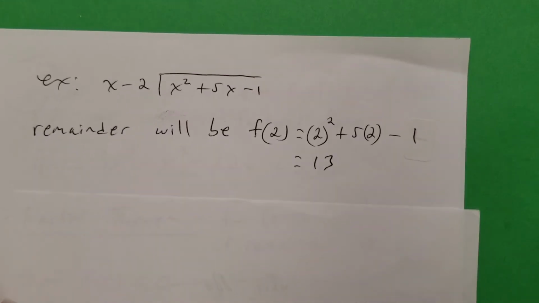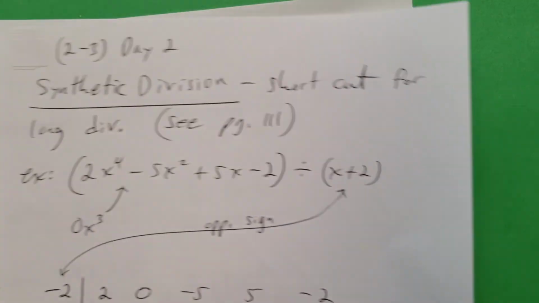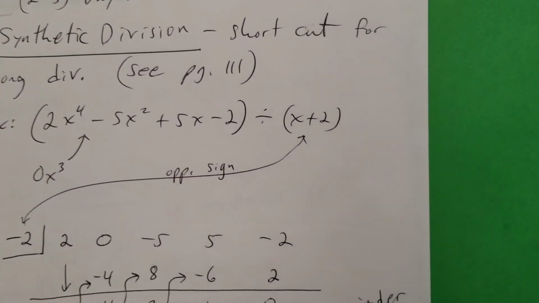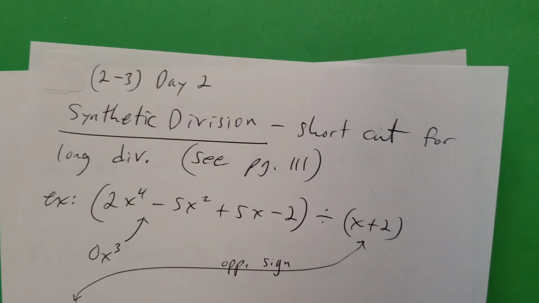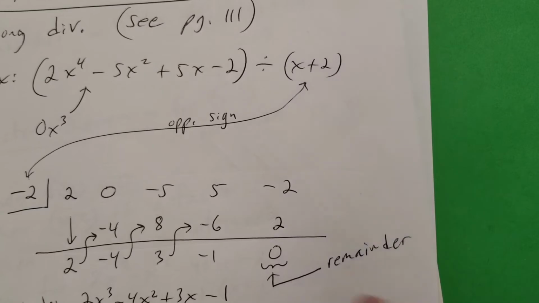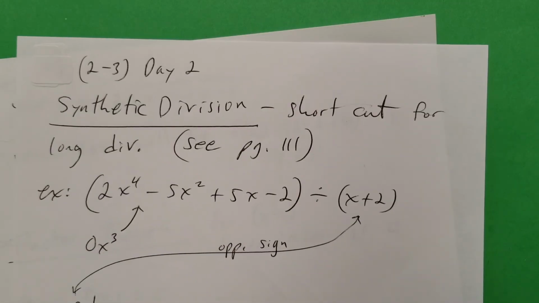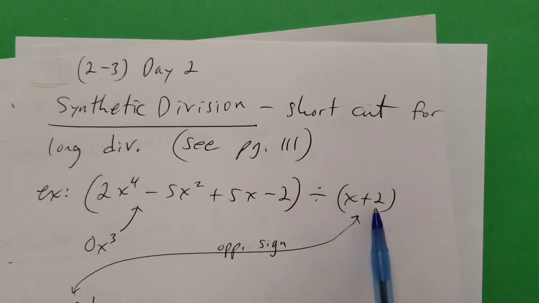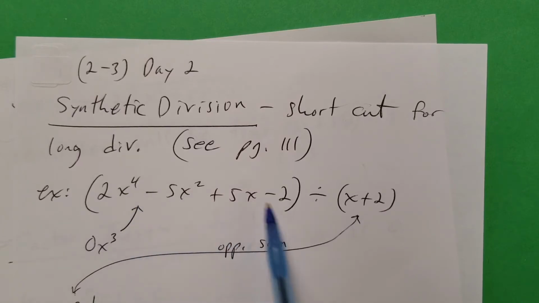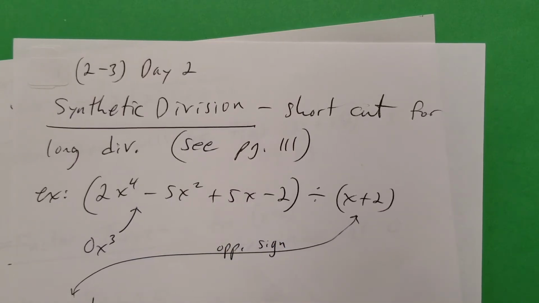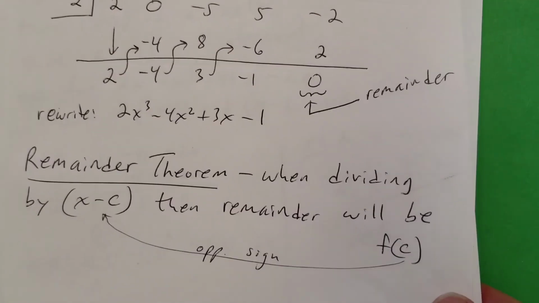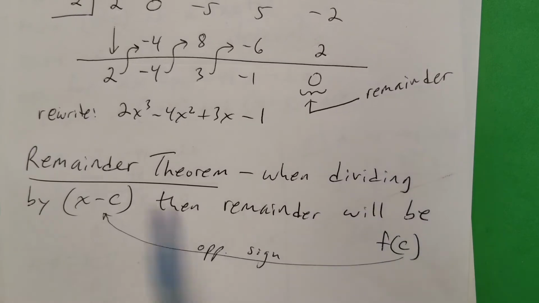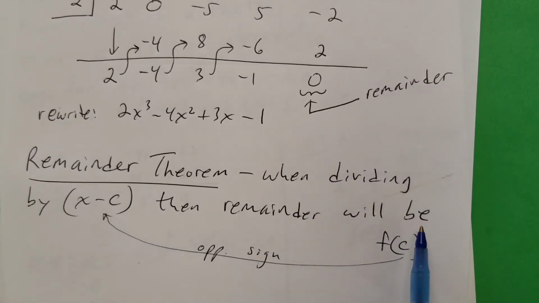So to take you back to this first one here, if somebody said, hey, I don't want to do long division here, I just want to know what the remainder is. Well, it's 0. But suppose we didn't know it was 0. Then all you do is f of negative 2. You plug in negative 2 here, and it'll come out to 0. You just found the remainder. So that's what the remainder theorem says. It says that when dividing, the remainder will be f of this number.